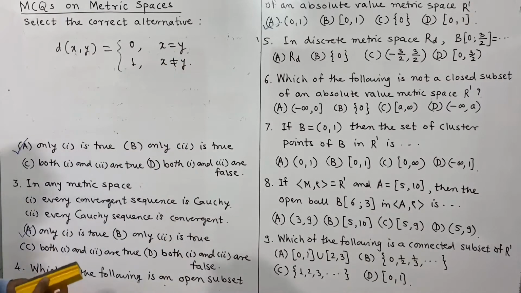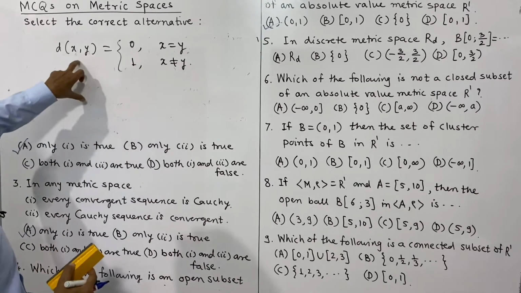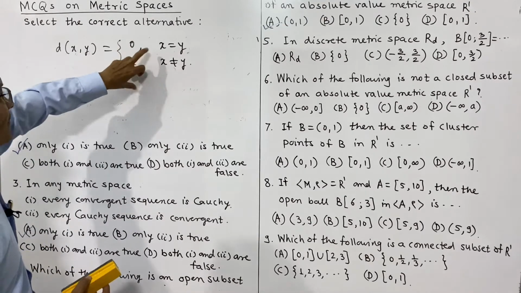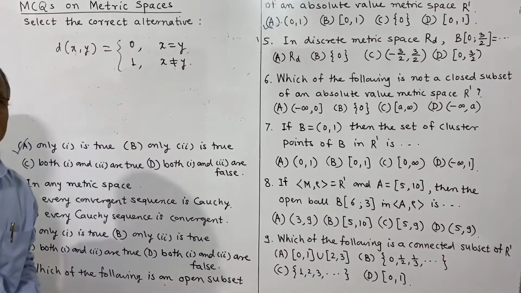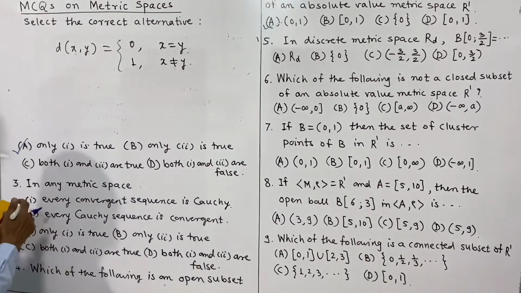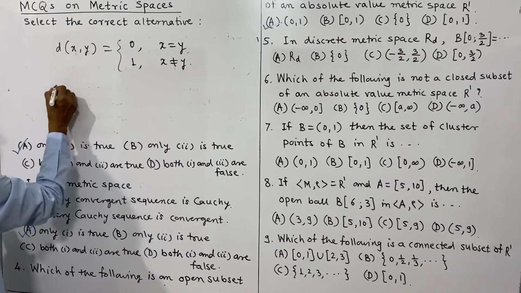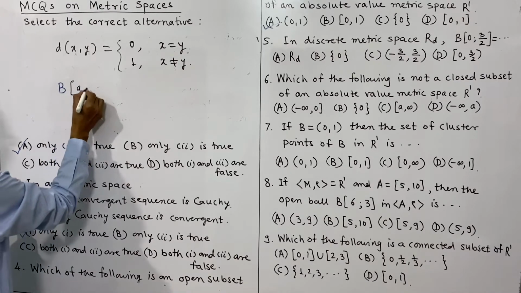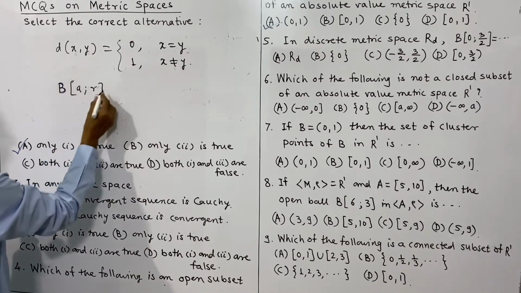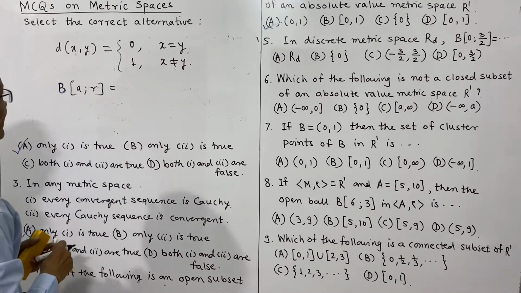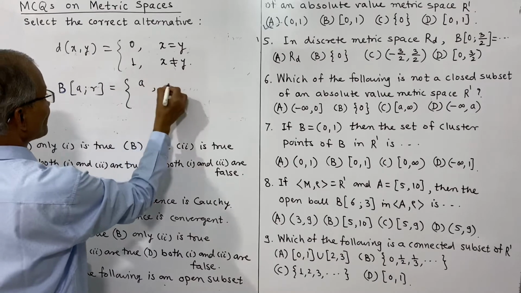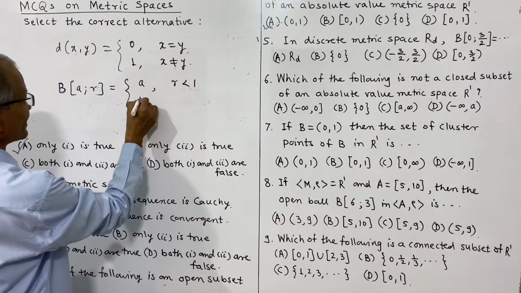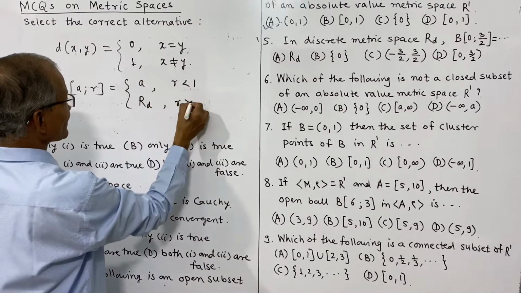So, if x is not equal to y, then the distance between any two different points is 1, and if x is equal to y, then the distance between x and y is 0. That means the open ball B around A of radius R in a discrete metric space will contain only A if R is less than 1, and it will contain all of R^d, all points, if R is greater than 1.